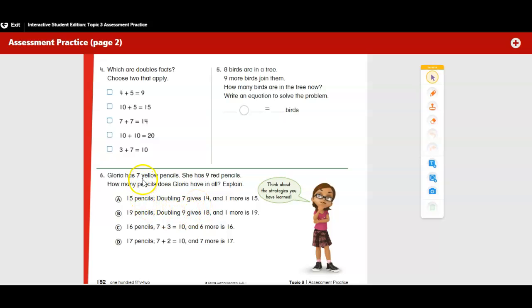So we have 7 yellow pencils and 9 red pencils, and we want to know how many pencils Gloria has in all. We'll fill in the answer choice that has the correct number of pencils.